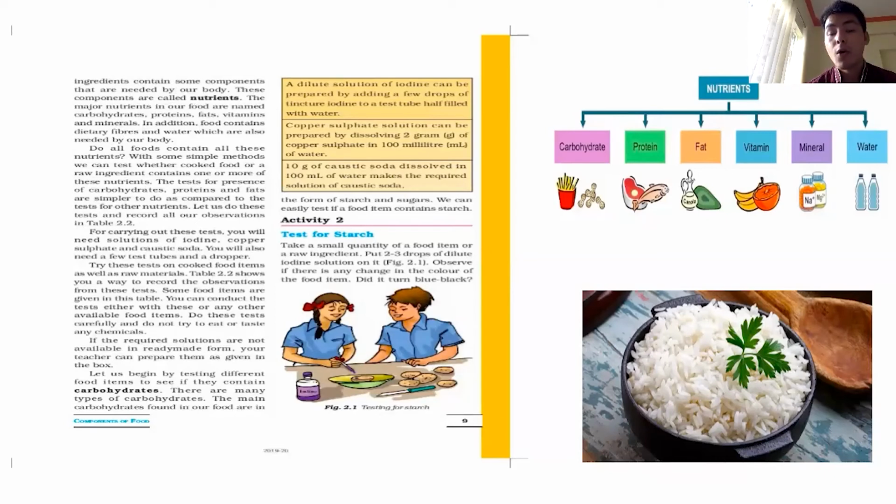These components are called nutrients. The major nutrients in our food are named carbohydrates, proteins, fats, vitamins, and minerals. So, nutrients: carbohydrate, protein, fat, vitamin, mineral, and water.